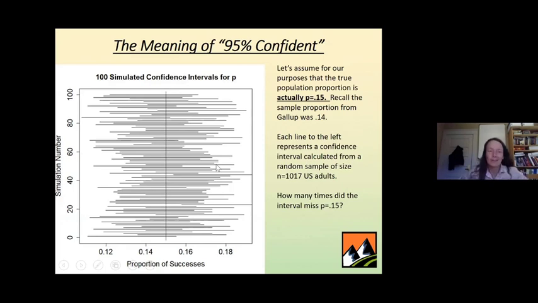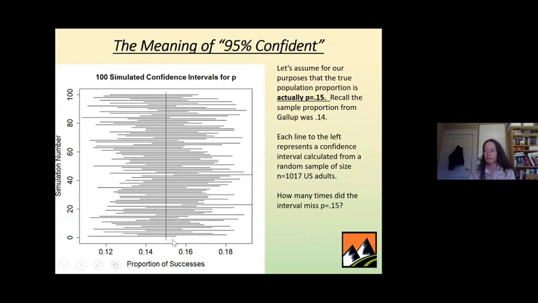Okay, so here's the crux. When I say I am 95% confident, what does that actually mean? Well, the best way that I know of to explain this is through yet another simulation, because I think it's really helpful. Let's suppose, in a perfect world, that we have the ability to know what the population proportion is, even though we never actually know it.